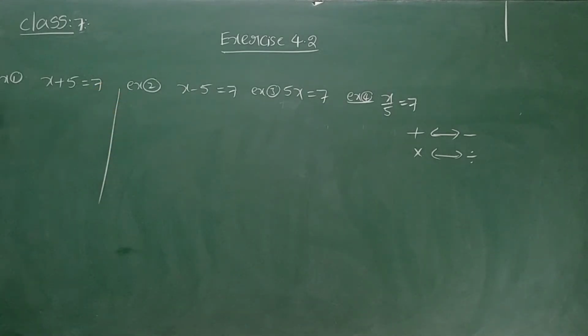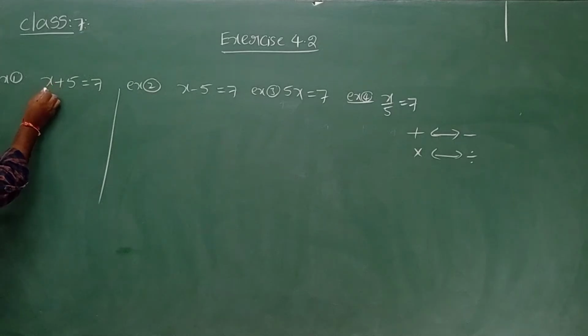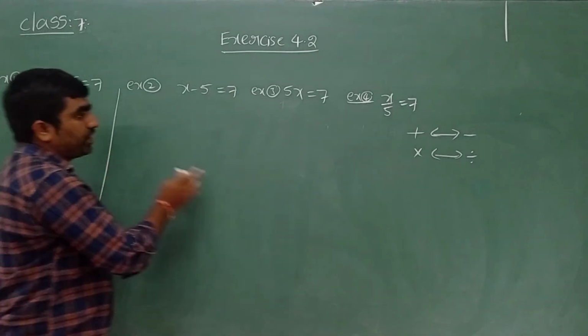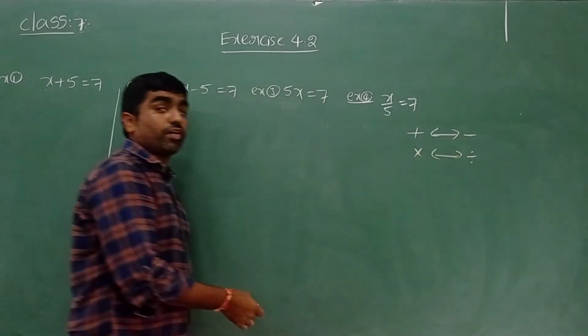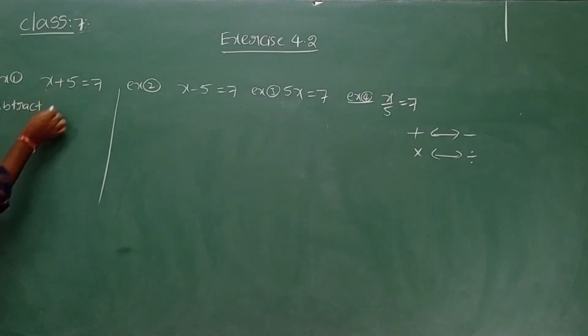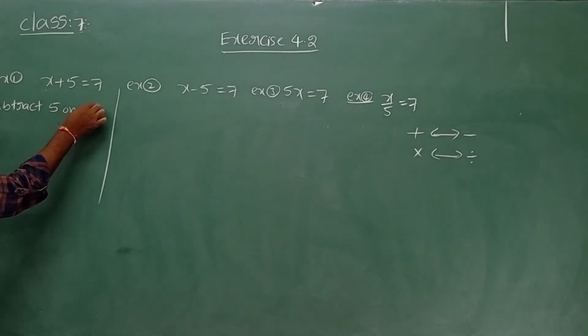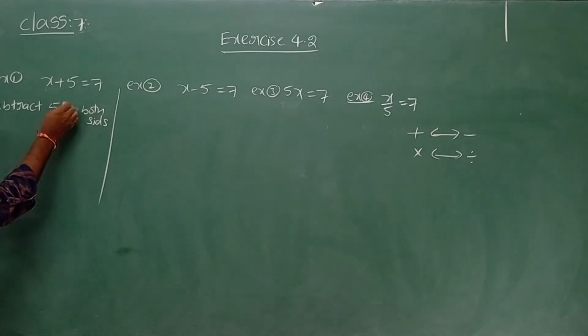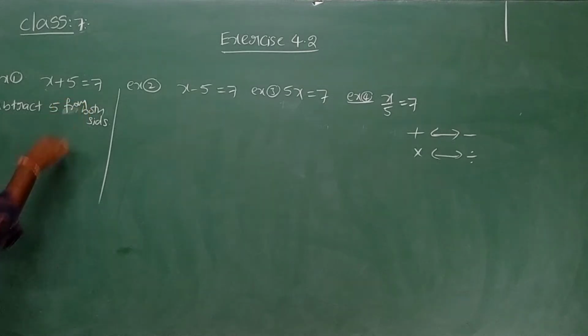Now let me start with the first solution. We have to make x alone, we have to make x separate. So how can I separate? We have to remove plus 5. So to remove plus 5, what do we have to do? Minus 5 on both sides. The opposite of plus is minus, so we subtract. What do we subtract? Subtract this number, 5, from both sides.